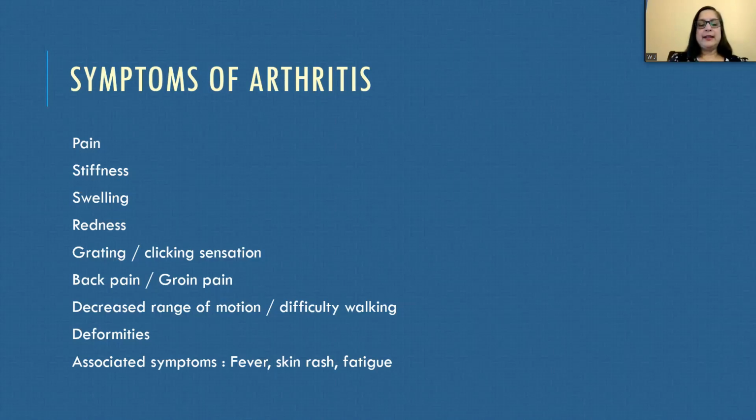As the arthritis advances, there is decreased range of motion and difficulty walking. Because of the degeneration and inflammation, there can be deformities in the joints as the arthritis advances. There can be associated symptoms in arthritis, which include fever, skin rash, and fatigue.